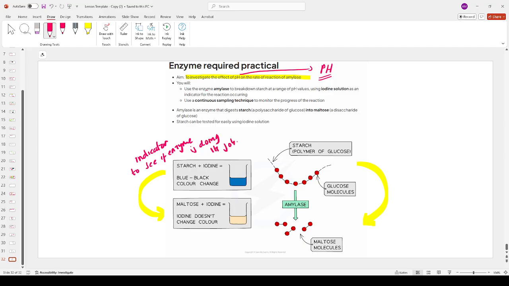Okay, so use the enzyme amylase to break down starch at a range of pH levels. So we want a range of pH levels, using iodine solution as an indicator for the reaction occurring, using a continuous sampling technique. What does that mean? Anyone know what that means? Continuous sampling technique. Anyone know what that means?